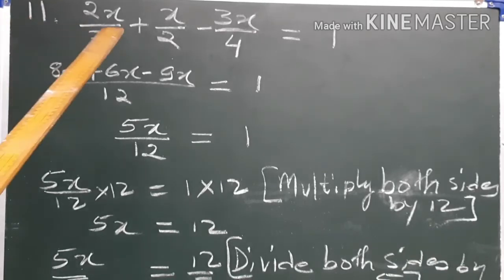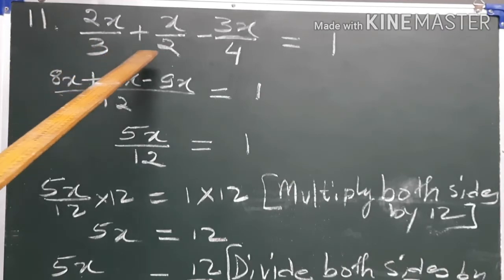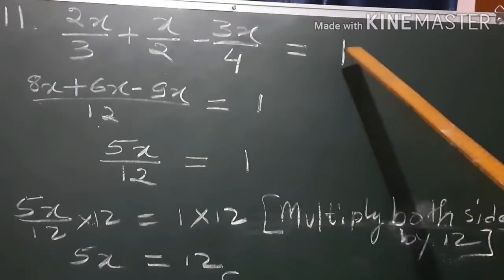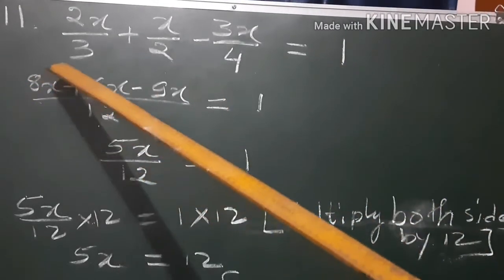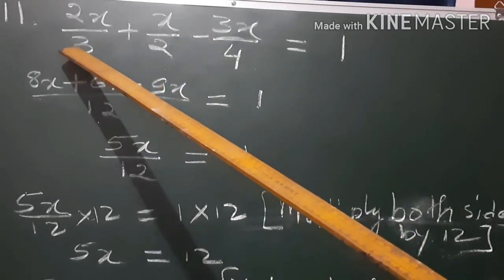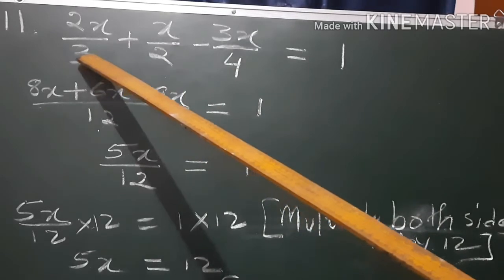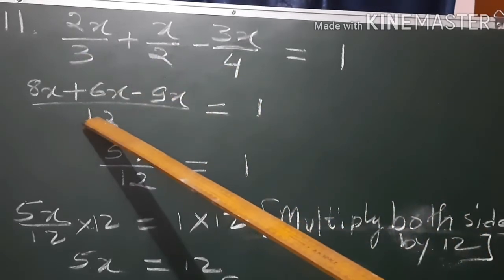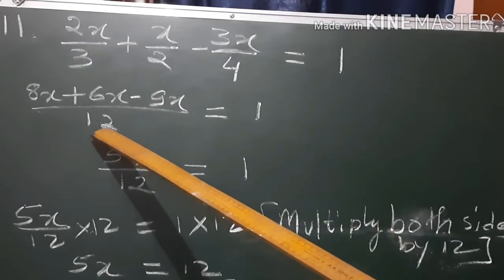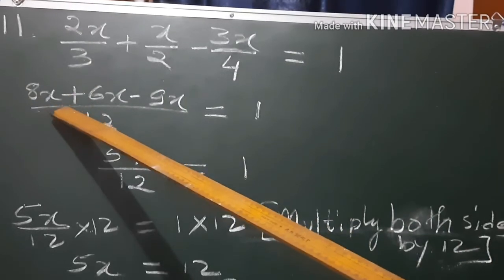Question 11. The equation is 2x upon 3 plus x upon 2 minus 3x upon 4 is equal to 1. Here all these are fractions. So in the fraction we have to find the LCM of the denominators. So the LCM of denominators is 12. Here 3 4s are 12. So this 4 will go with 2 and multiply and we get 8x.